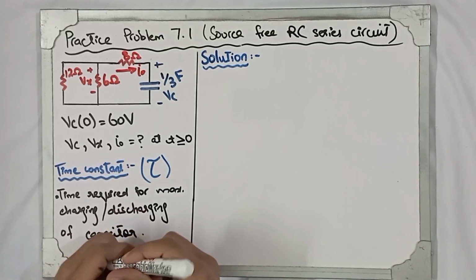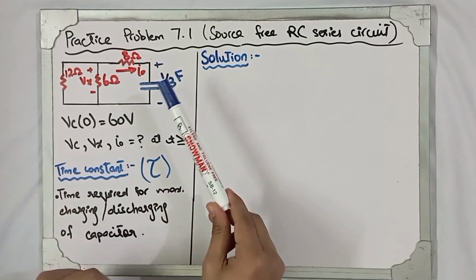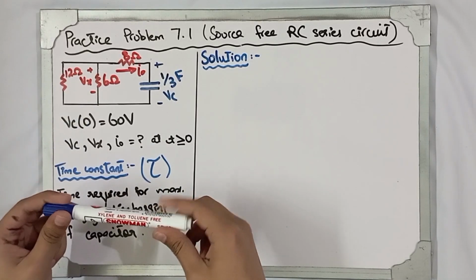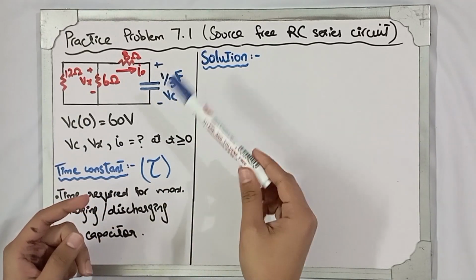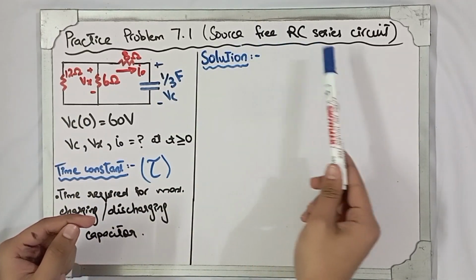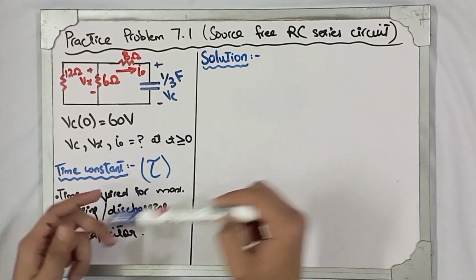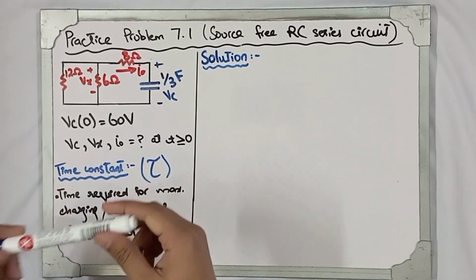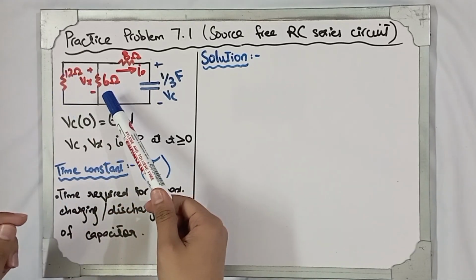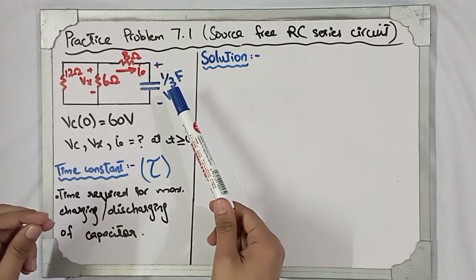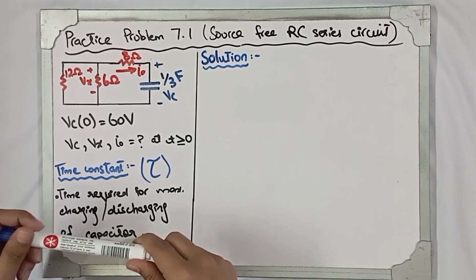Hi there, in this video we are going to solve practice problem 7.1 from Fundamentals of Electric Circuits, 5th edition. You can see that we have been given a source-free RC series circuit because there is no external voltage or current source connected to the circuit. So there is a 12 ohm resistor in parallel with a 6 ohm resistor, an 8 ohm resistor, and a capacitor of capacitance 1/3 farad, right?